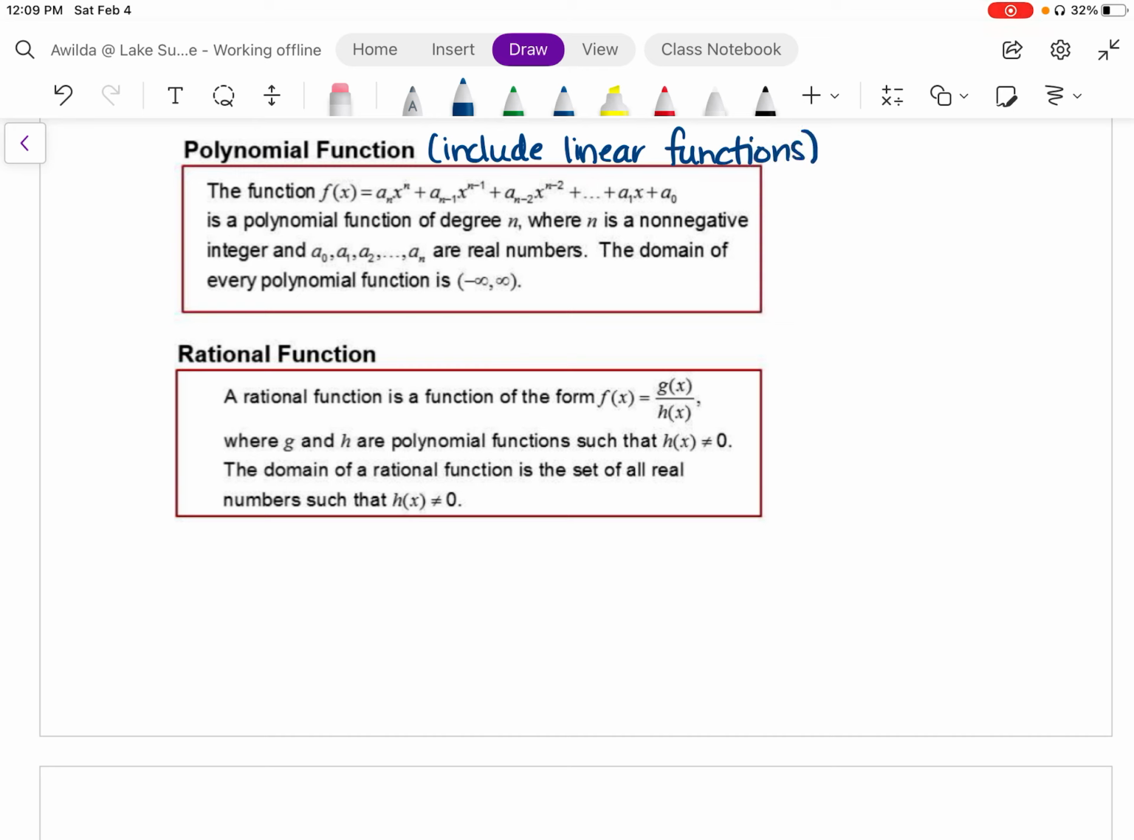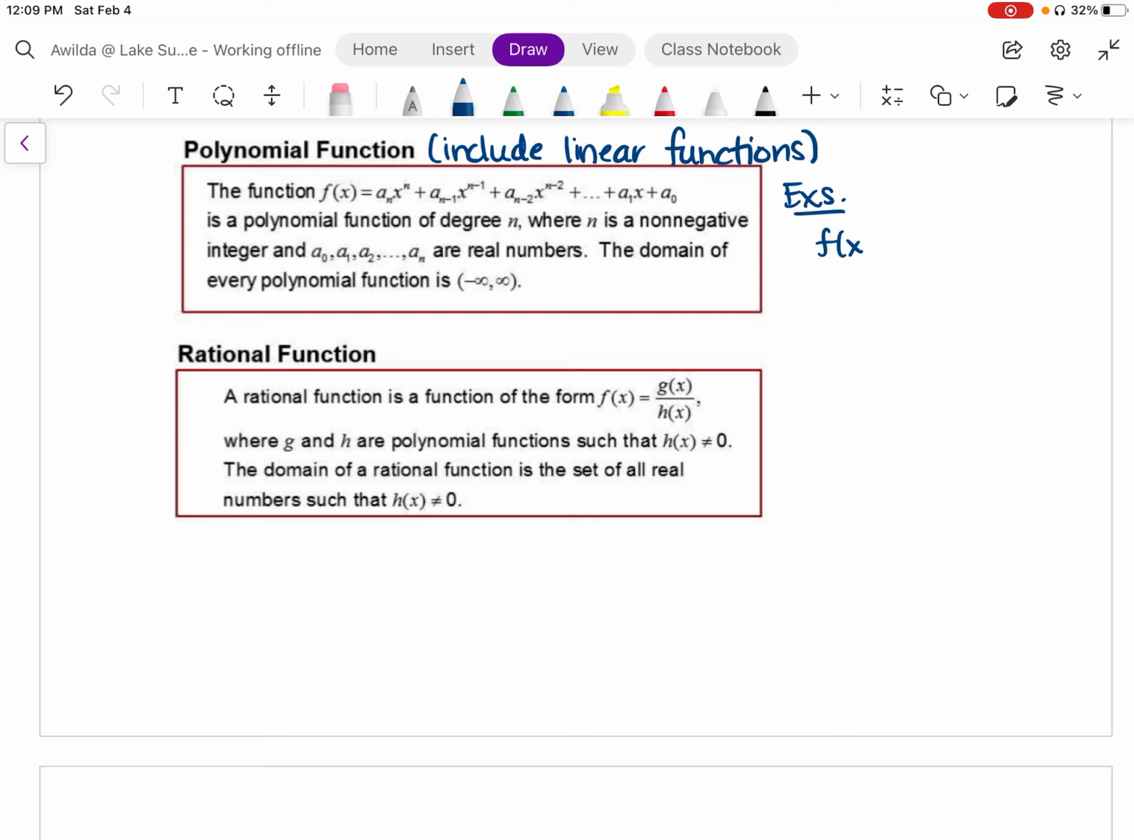The function f of x is equal to a sub n times x to the nth power plus a sub n minus 1 times x to the n minus 1 power, etc. That would be an example of a polynomial function. Let me give you some examples.